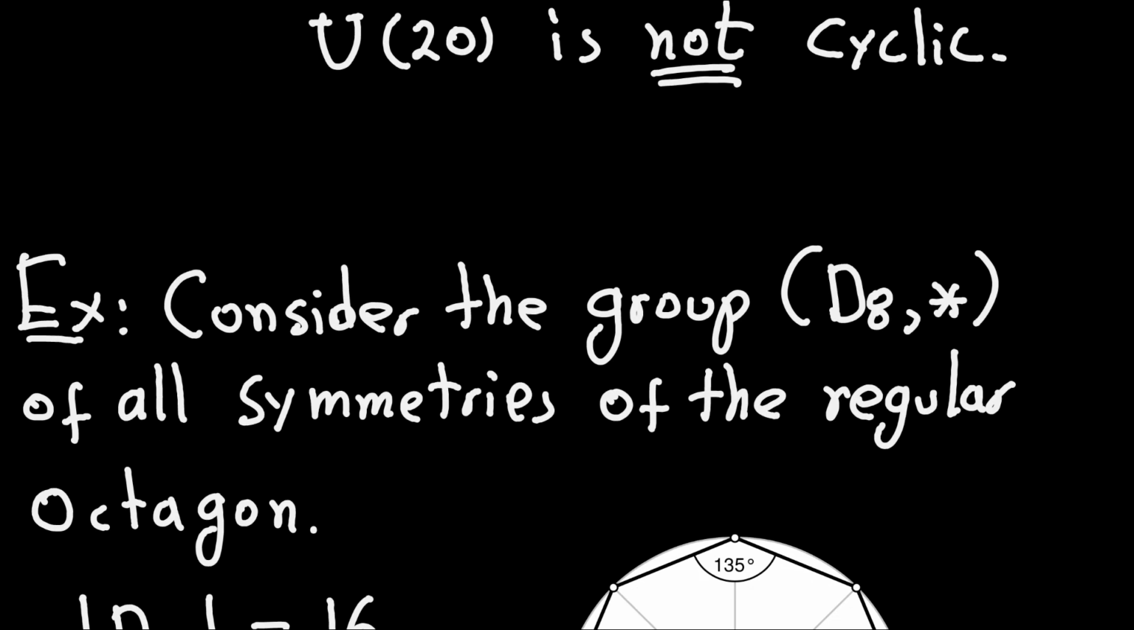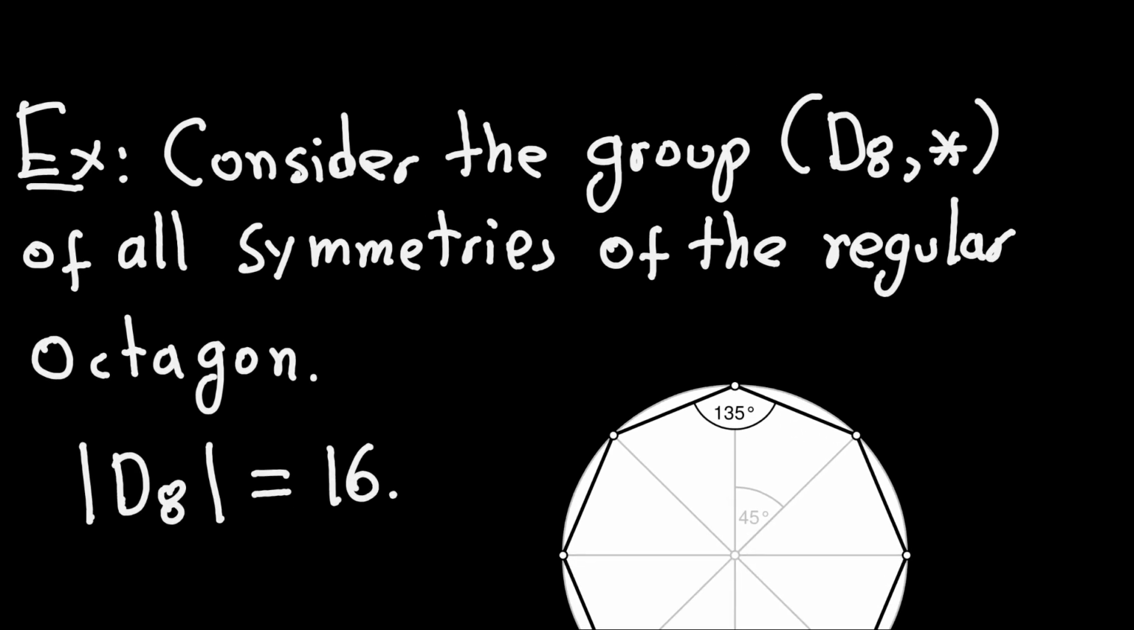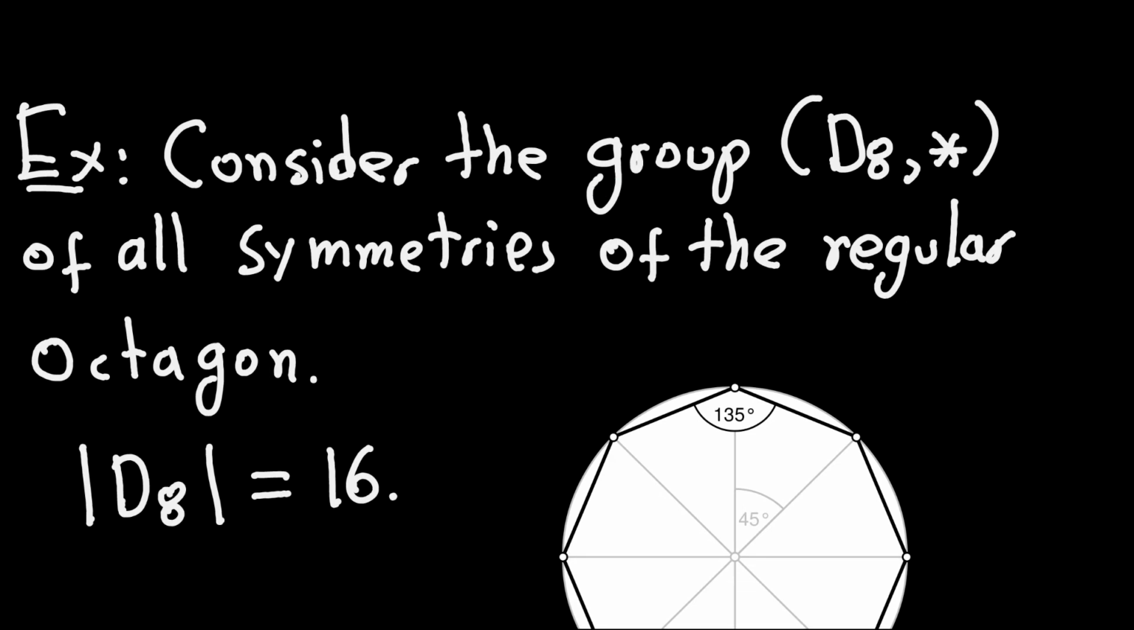All right, so let's look at another example. This other example is a little bit more geometric. So let's look at this group D8 with the binary operation that is concatenation of symmetries of D8. Now remember, D8 is all the symmetries of the regular octagon.